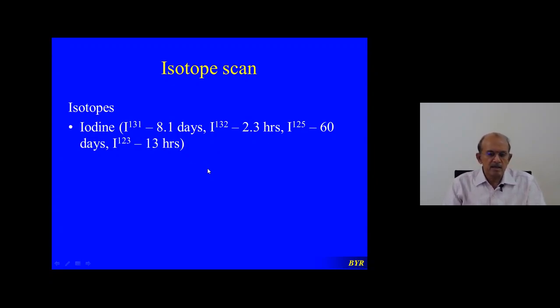Yes, that's right. So these are all the isotopes, 123, 125, 132, 131. The commonly used one is the I-131. I-132 is having only 2.3 hours. Then the other isotope used is the technetium 99m.